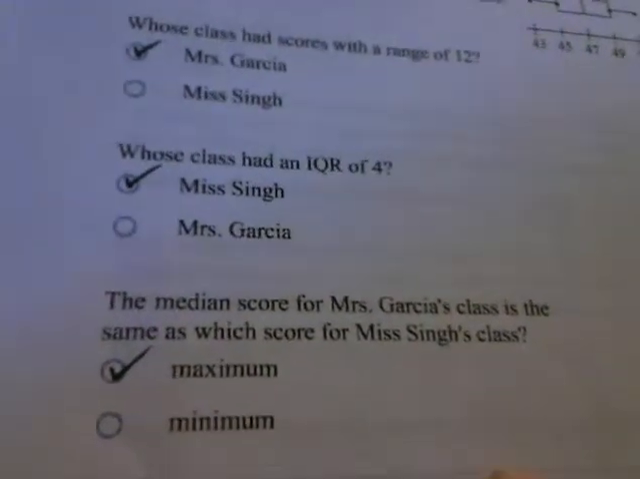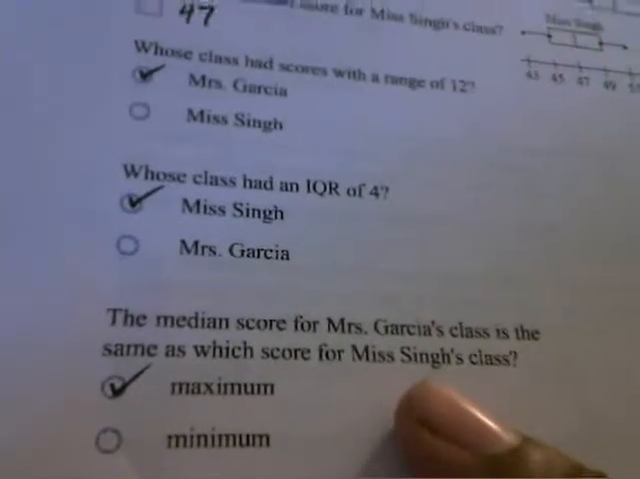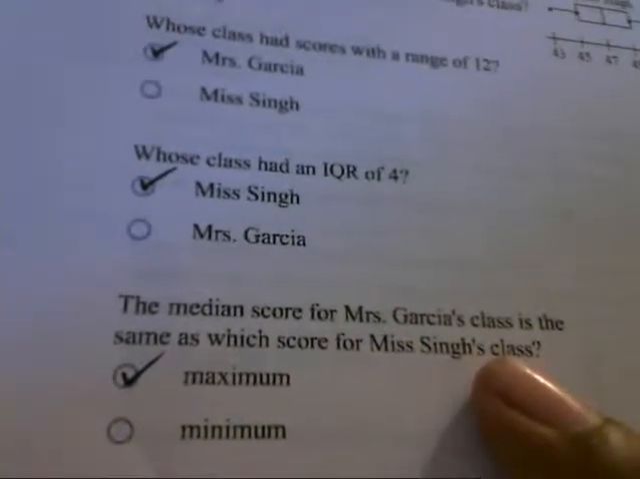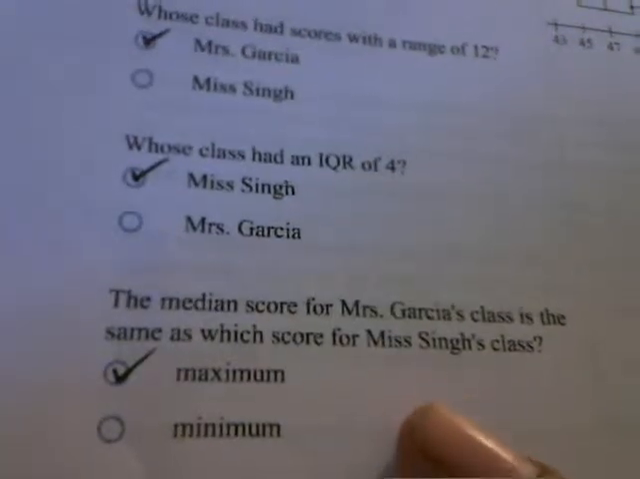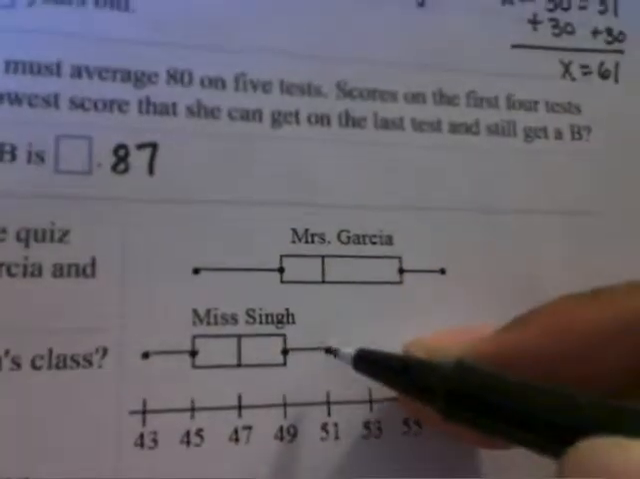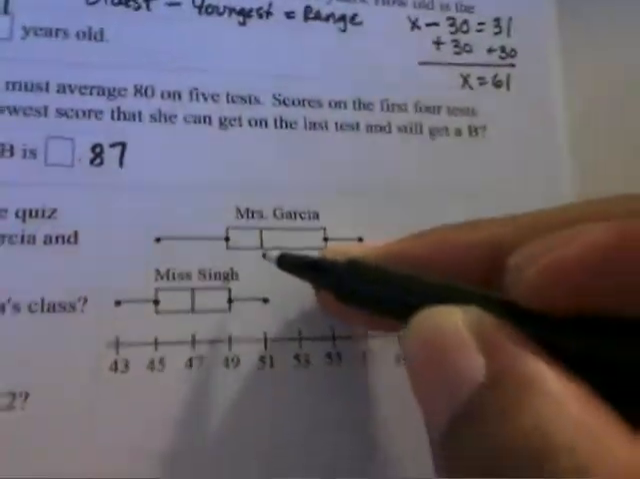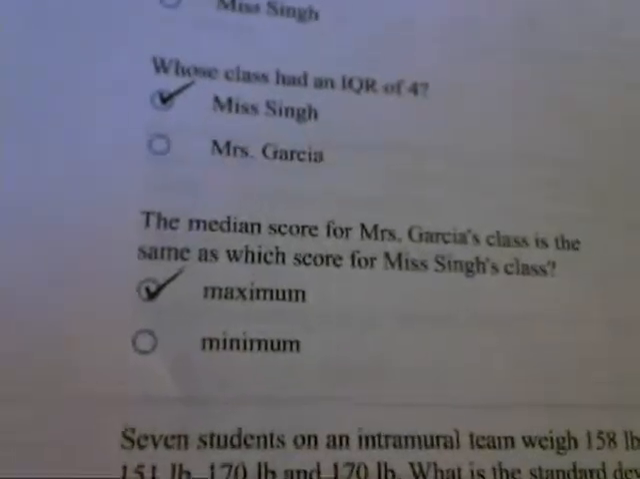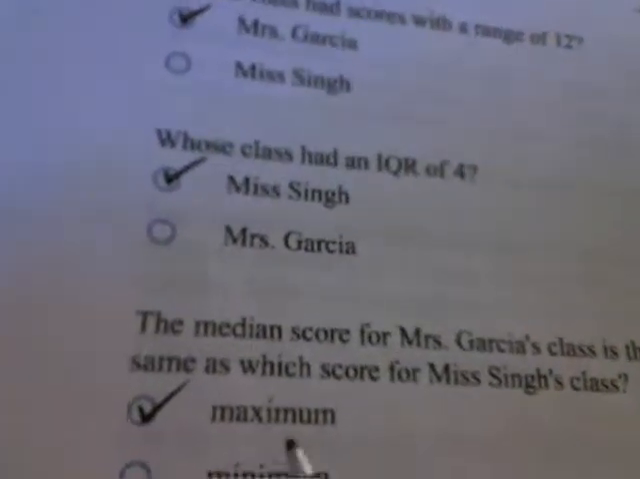Okay. On the last video, I didn't get a chance to explain this last problem, problem number 9, where the median score for Miss Garcia's class is the same as which score for Miss Singh's class. Here's the median score for Miss Garcia's class right here. It's the same as Miss Singh's maximum score. That's the highest score on her box and whisker plot, as you can see, which in this case is 51. That's the same as Miss Garcia's median. So here, the median score for Miss Garcia's class is the same as the maximum.